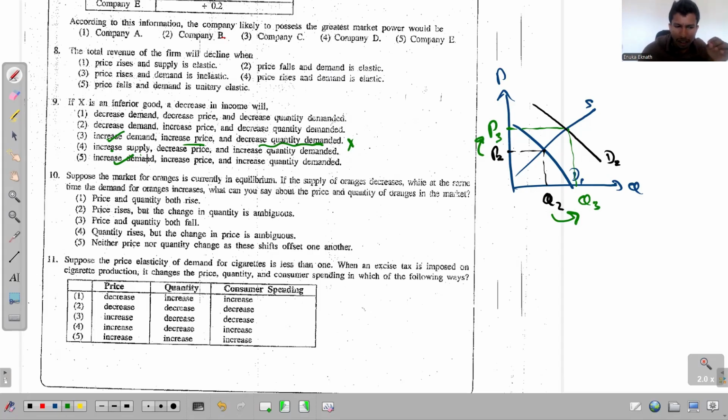In the fifth one, it says increased demand, increased price. Okay, both are correct. And increased quantity demanded. So based on this diagram, yes, the fifth one is the answer. But listen to this part. Listen to this very consciously. I'm telling you, X is an inferior good.